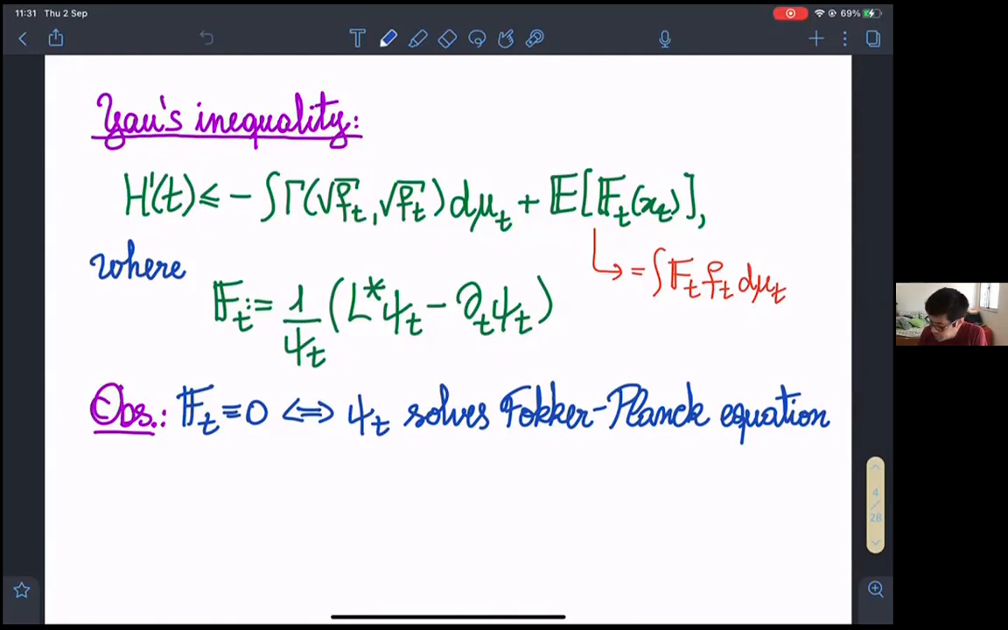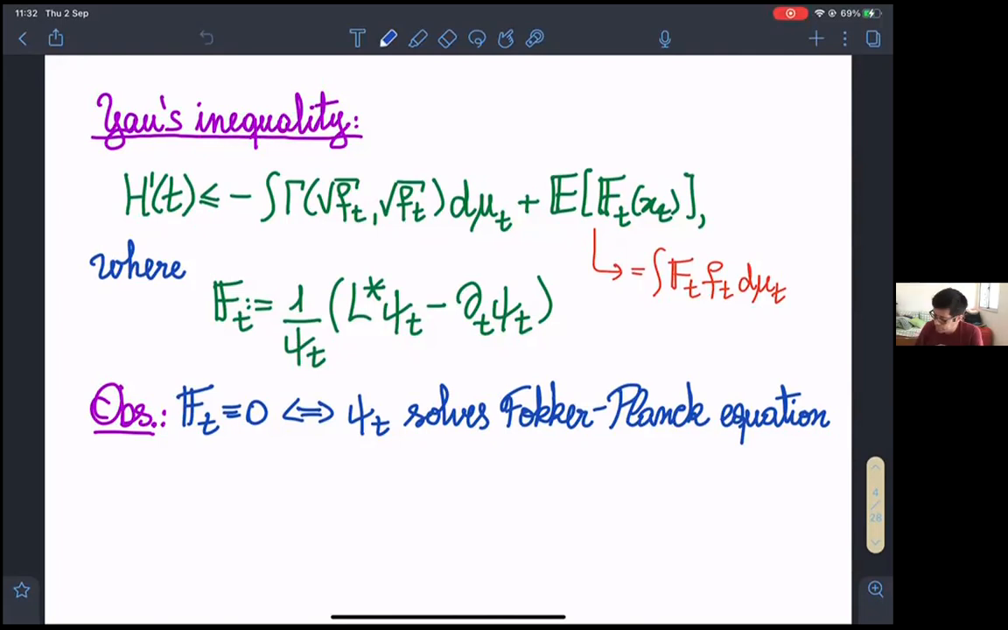This decrease in time, you can see it as a consequence of Gauss inequality, because this function f is actually 0 if psi of t solves the Fokker-Planck equation. That also hints into what we should try to put as good reference measures mu t. So it's something that should, at least in an approximate way, try to solve the Fokker-Planck equation. Okay, so this is Gauss inequality.